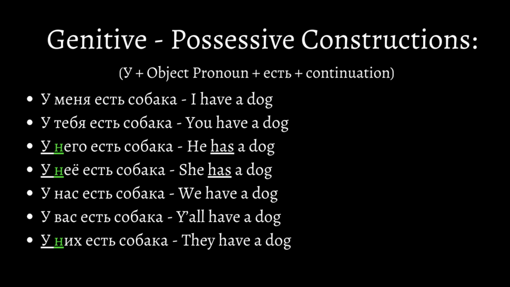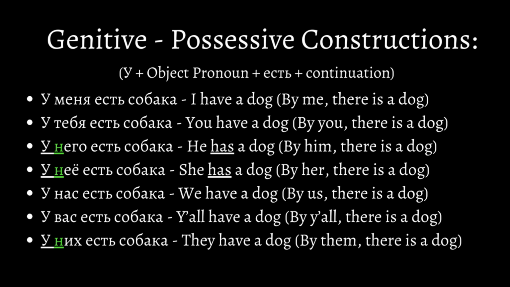The true meaning behind possessive constructions is that they don't necessarily mean to have in Russian. More or less, they all mean, by me, you, him, her, us, y'all, and them, there is a dog. This is a more logical explanation than simply saying, I have, you have, and so on. That's the true meaning behind possessive constructions in Russian.